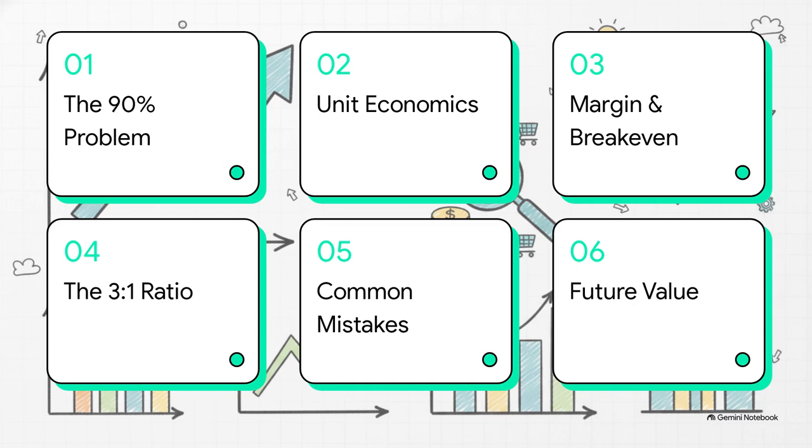We've got a great roadmap lined up for you today. We'll be looking at the 90% problem, decoding unit economics, contribution margins and break-even points, the magic 3-to-1 ratio, common calculation mistakes, and finally, predicting future customer value.